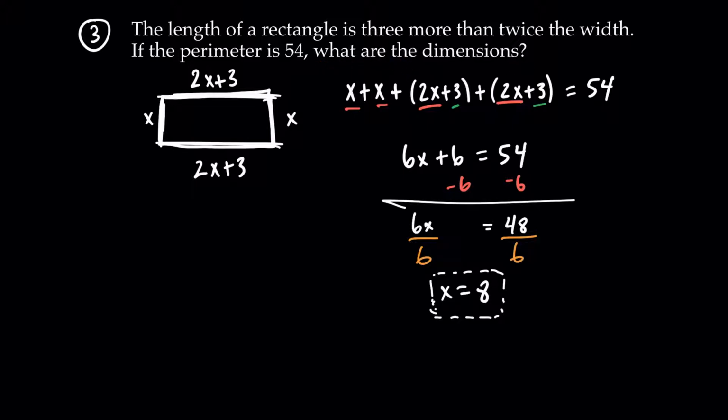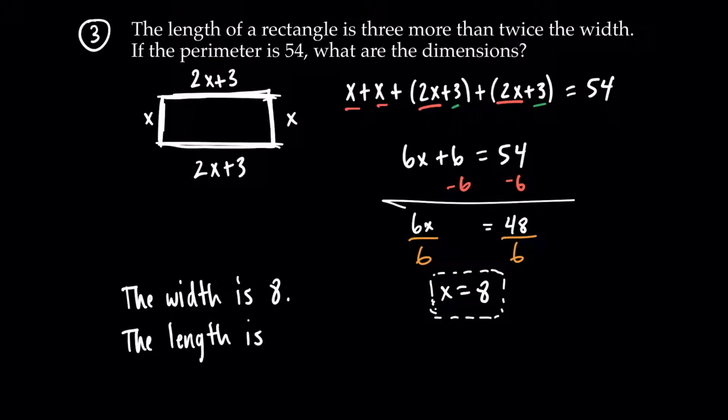So we know x is 8, but what was x originally in our diagram here? X was the width. So that must mean that the width is 8, and then we also need to supply the length. So the length is, how would we find the length? If we know x is 8, then 2x plus 3 must be 2 times 8 plus 3. So 2 times 8 plus 3 is 16 plus 3, which is 19. So the length is 19.